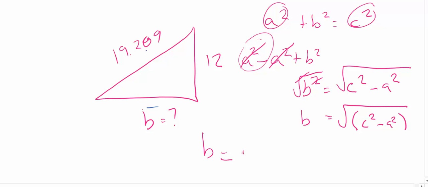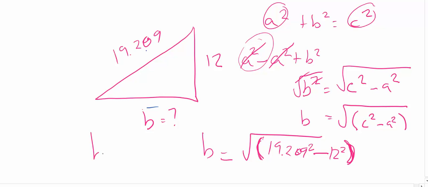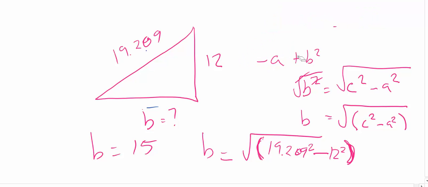B is equal to the square root of 19.209 squared minus 12 squared. If we put that into our calculator, again, make sure we're putting these brackets in. Otherwise, it's just going to take the square root of the first number. We put that into our calculator, and we find that B is equal to 15. So we're going to have to be able to work back and forth through these formulas.